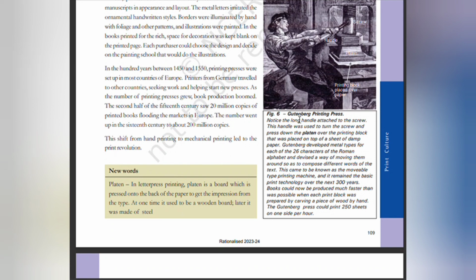Notice the long handle attached to the screw. This handle was used to turn the screw and press down the platen over the printing block that was placed on top of the sheet of damp paper.